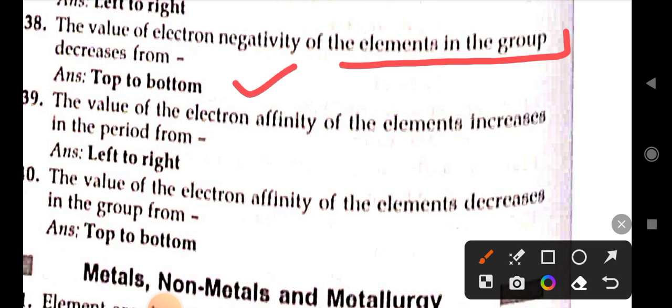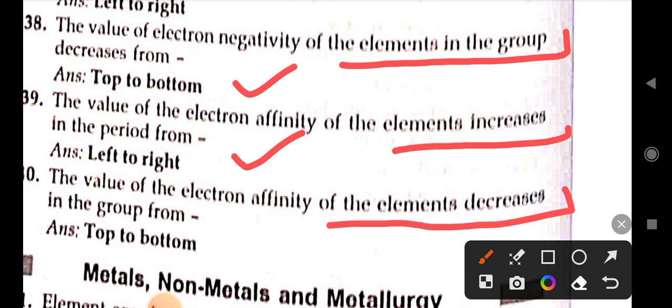The value of electron affinity of elements increases in a period from left to right. The value of electron affinity of elements decreases in a group from top to bottom.